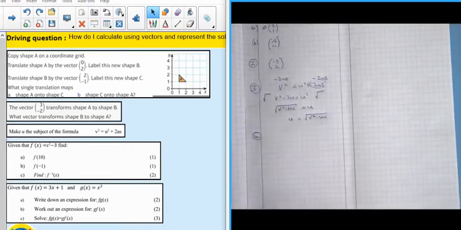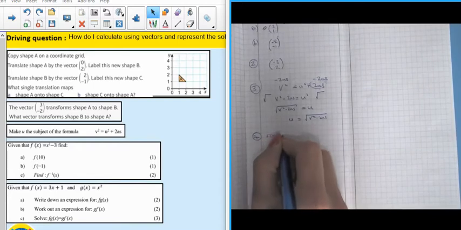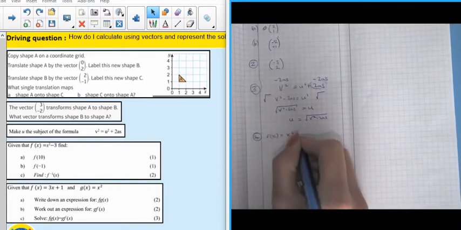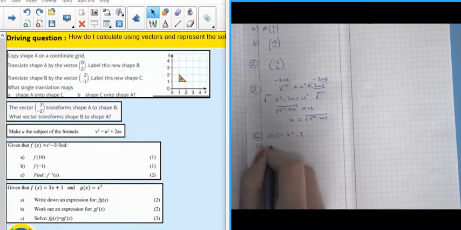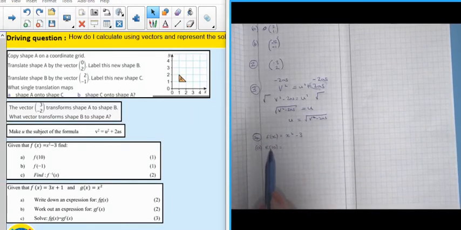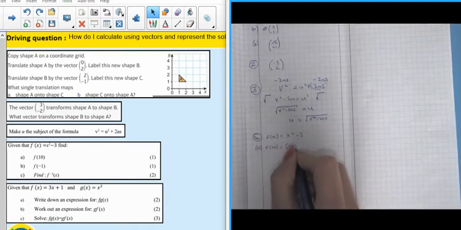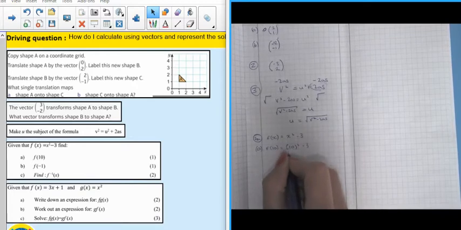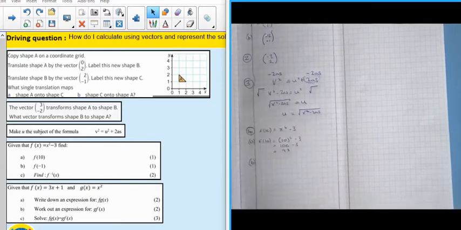Question 4. We have the function f(x) equals x squared minus 3. And the first thing we want to do is find f(10). All that notation means is that we're substituting 10 into this function. So wherever there's an x, I'm going to write 10 instead. 10 squared is 100, and 100 minus 3 is 97.